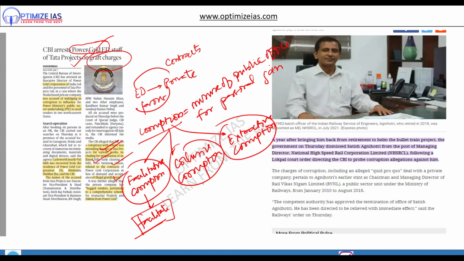The second type of corruption is called collusive corruption, where the bribe giver and the bribe taker both collude in a conspiracy, which is this case. There was a conspiracy to favor some firm over the other. So this is called collusive corruption. Collusive corruptions are like grand corruptions. They are called grand corruption because they happen at the top, at the level of policy, at the level of big projects.